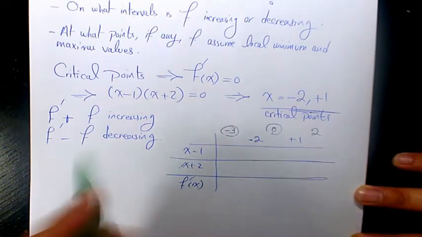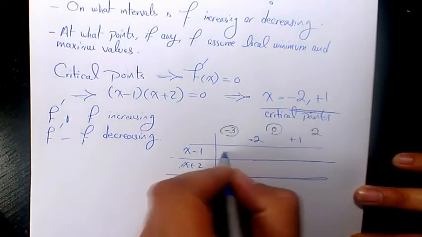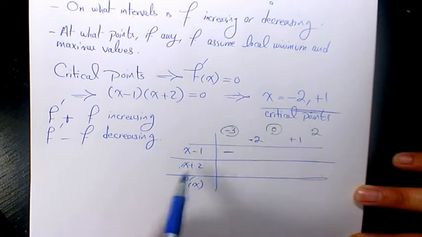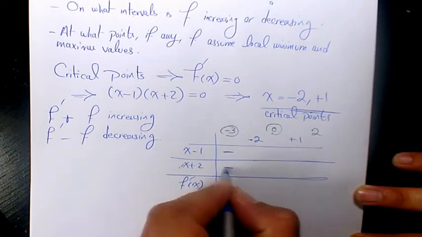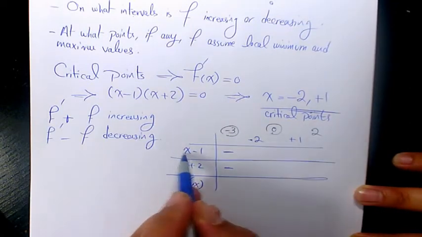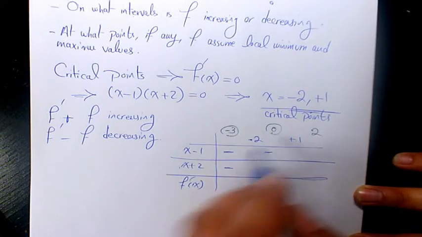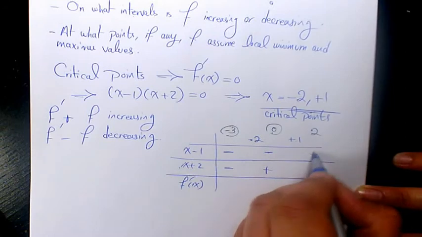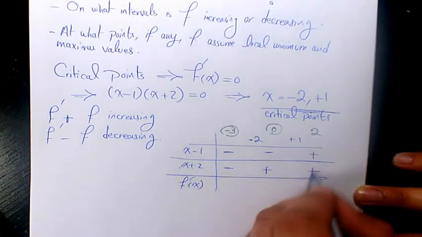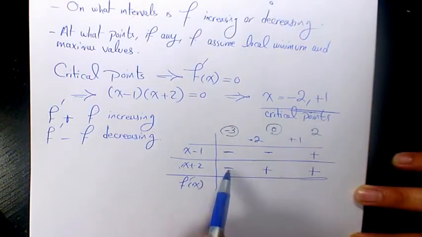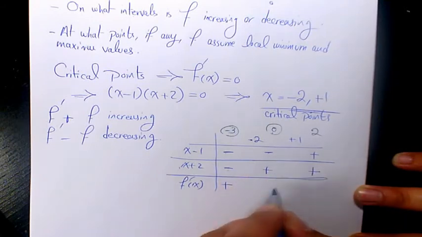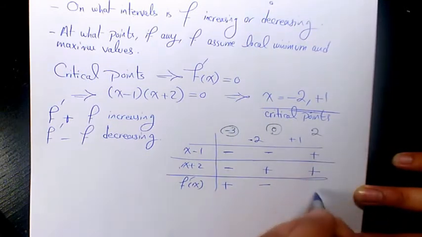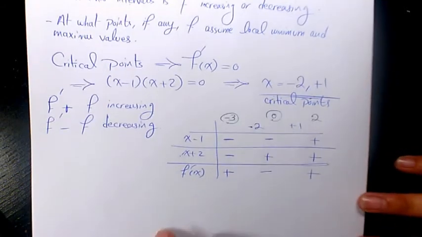If you substitute it there, x minus 1 is going to be negative because it's negative 4. Negative 3 plus 2 is going to be negative as well. Here, when you substitute 0, it's 0 minus 1, that's negative. 0 plus 2, that's positive. 2 minus 1 is positive, 2 plus 2 is positive. Then negative times negative is positive, negative times positive is negative, positive times positive is positive.